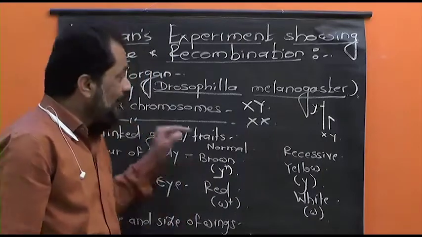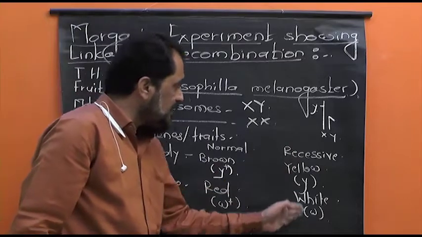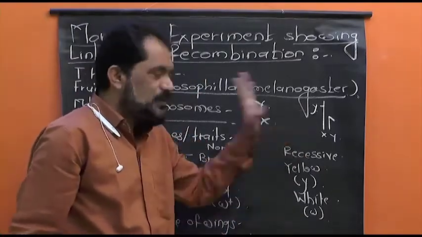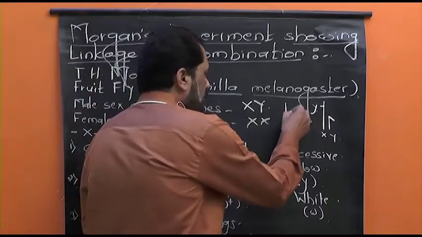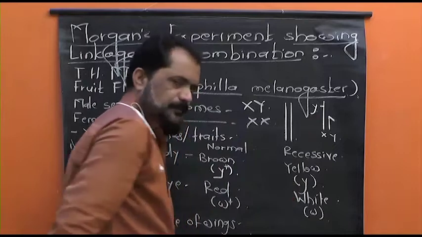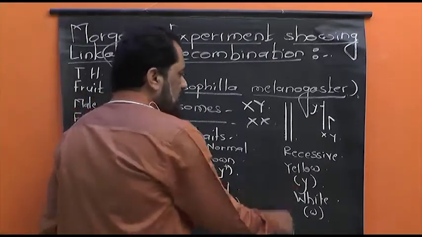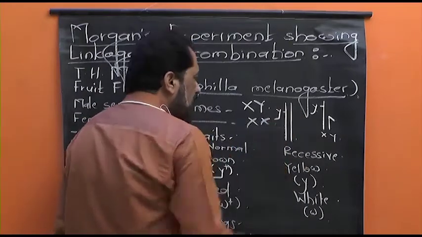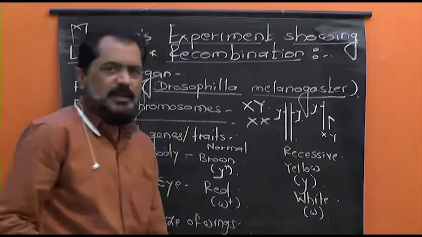And therefore in males, in male individuals, all these recessive genes can express even in single dosage condition, but in females we know there are two X chromosomes, isn't it? There are two X chromosomes, and that's why these recessive genes can express only if present in pair, only if present in pair.